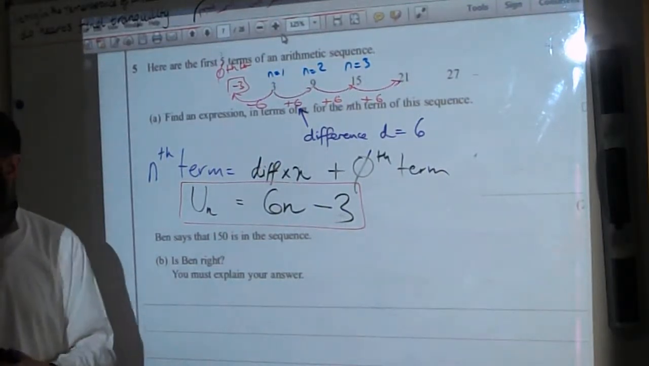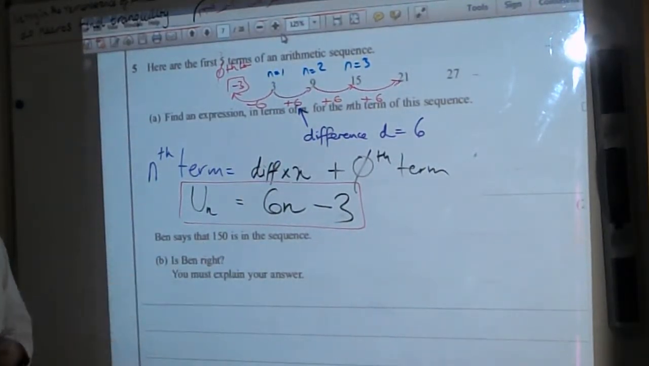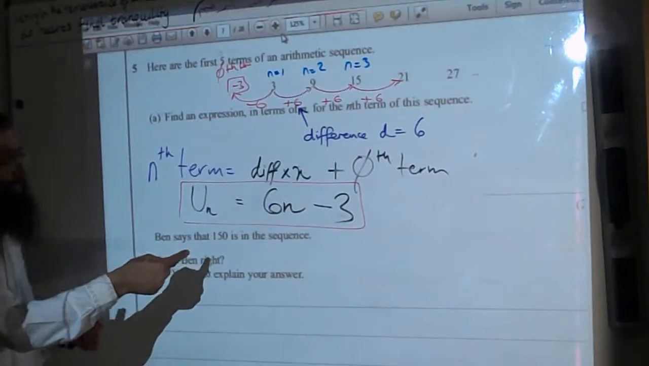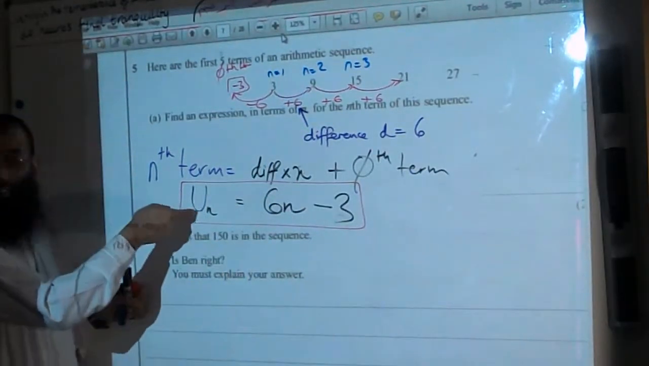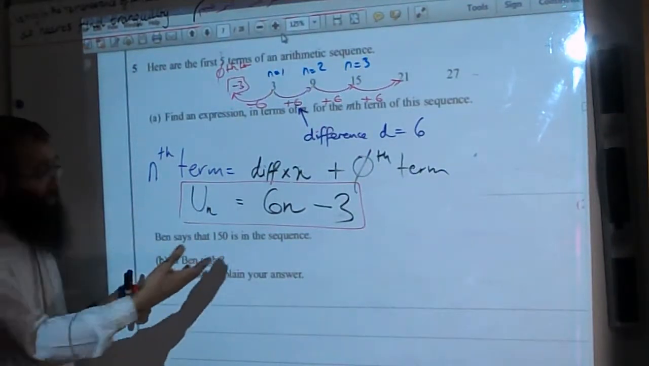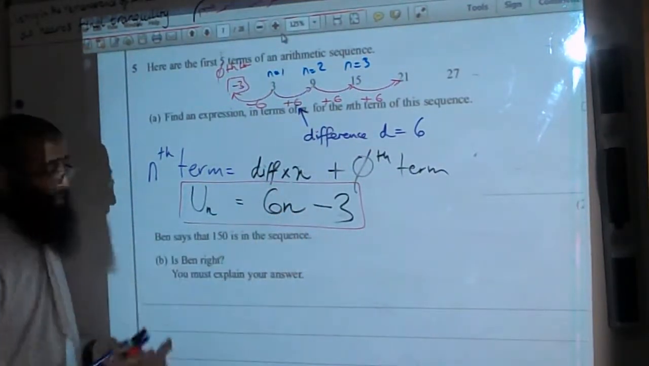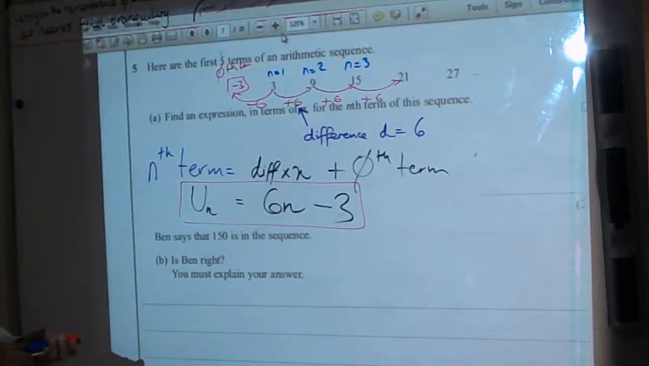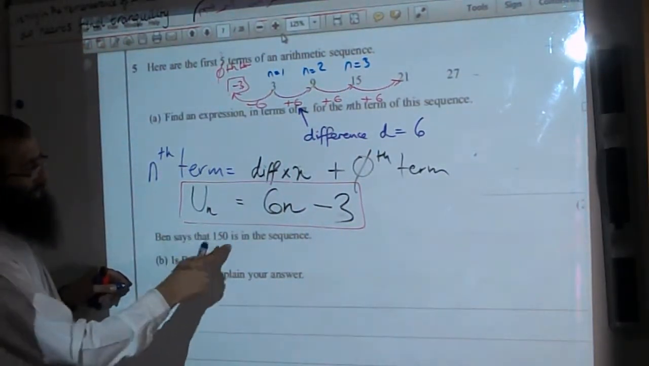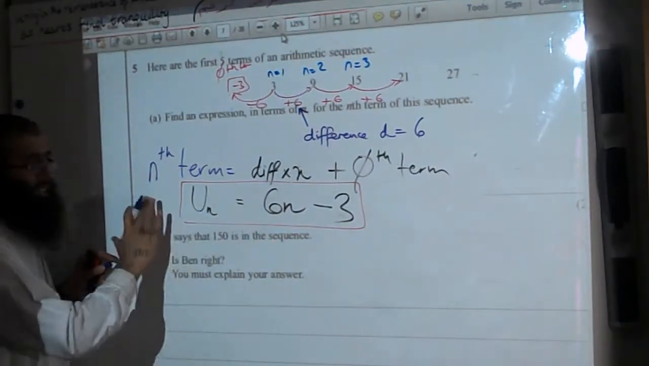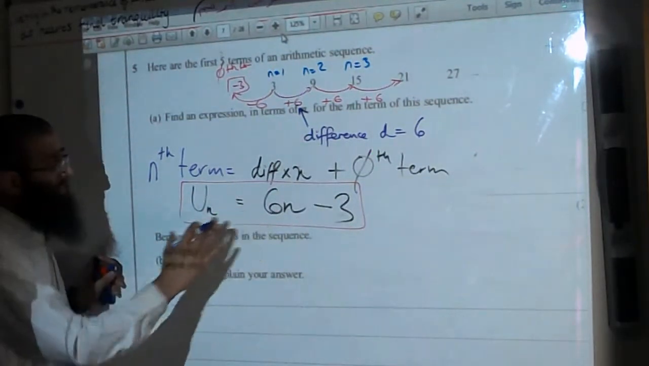Okay, Ben says that 150 is in the sequence. Is Ben right? Now, this 150 is not the value that we put into the formula to work out a term. It's actually the answer. So they're asking, is 150 an answer to this pattern? So let's try this. Have a look. Under the nth term, what we should put in there is 150. I'm just going to, has everybody copied this down, yeah? This is the nth term.